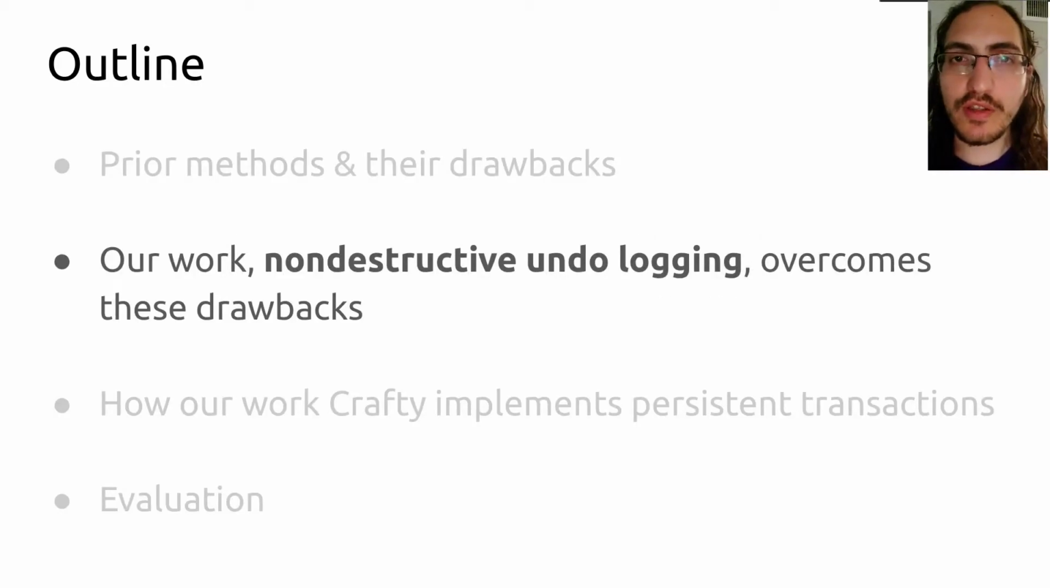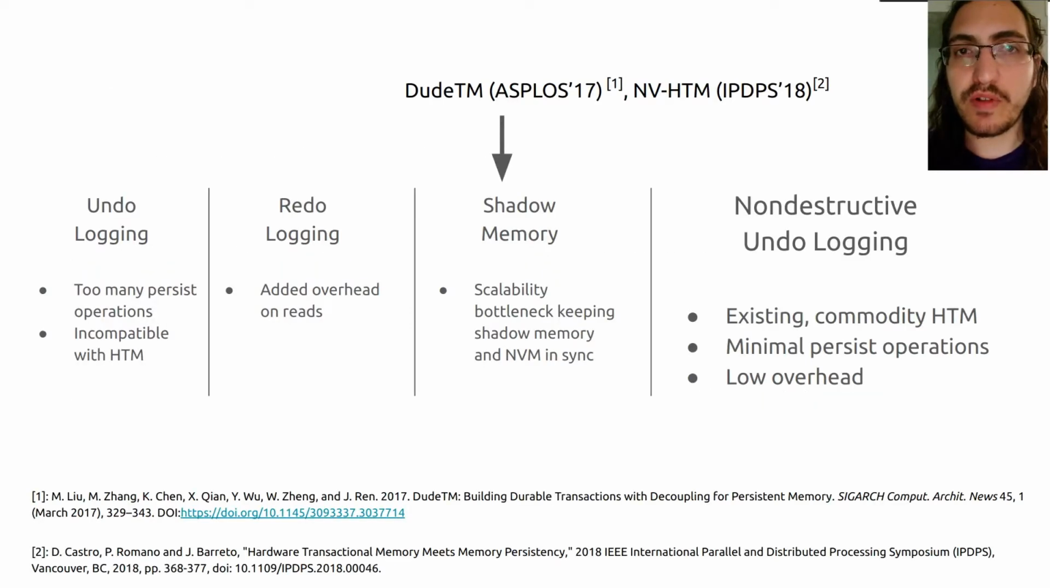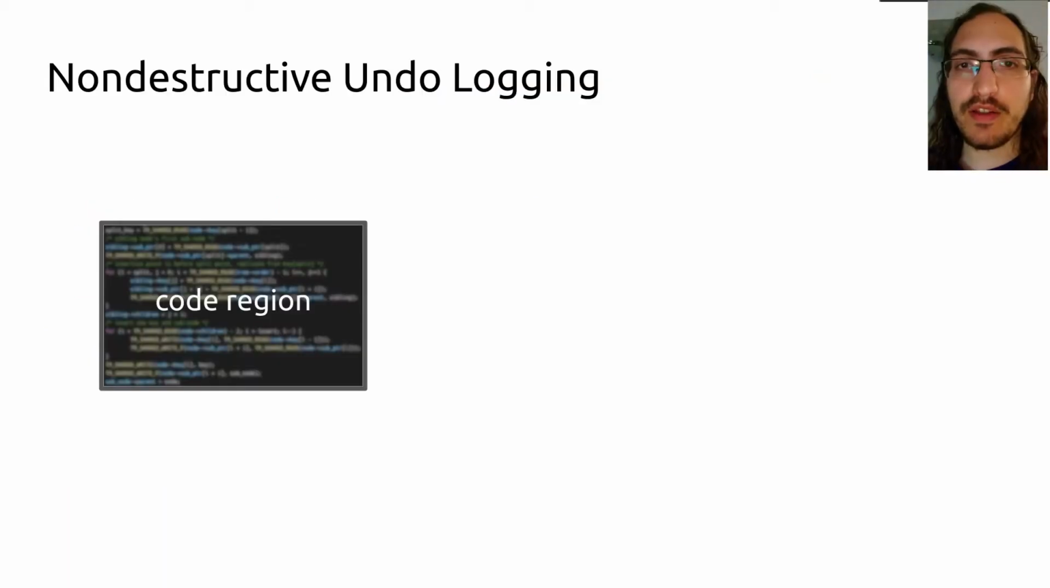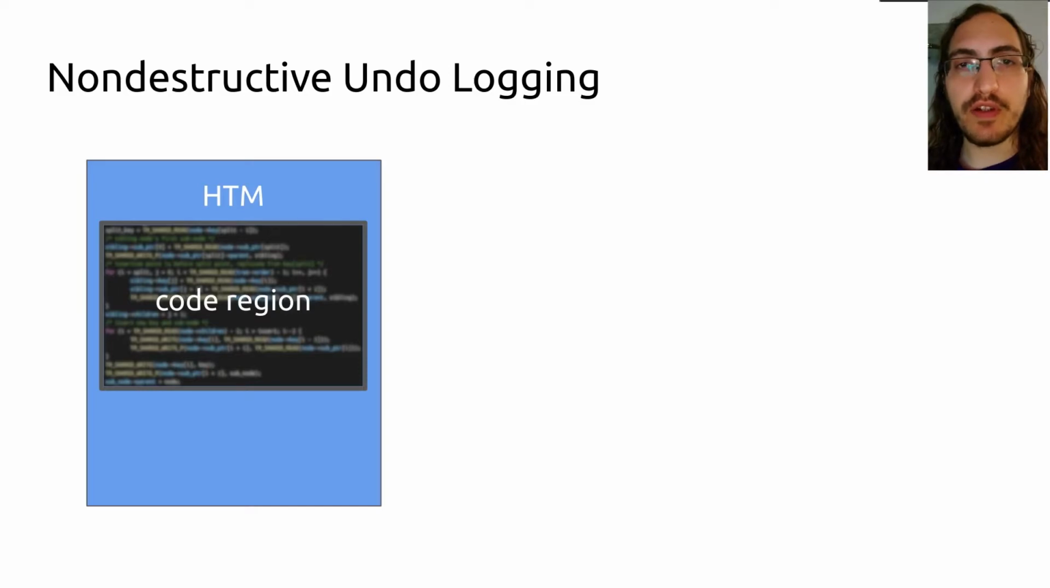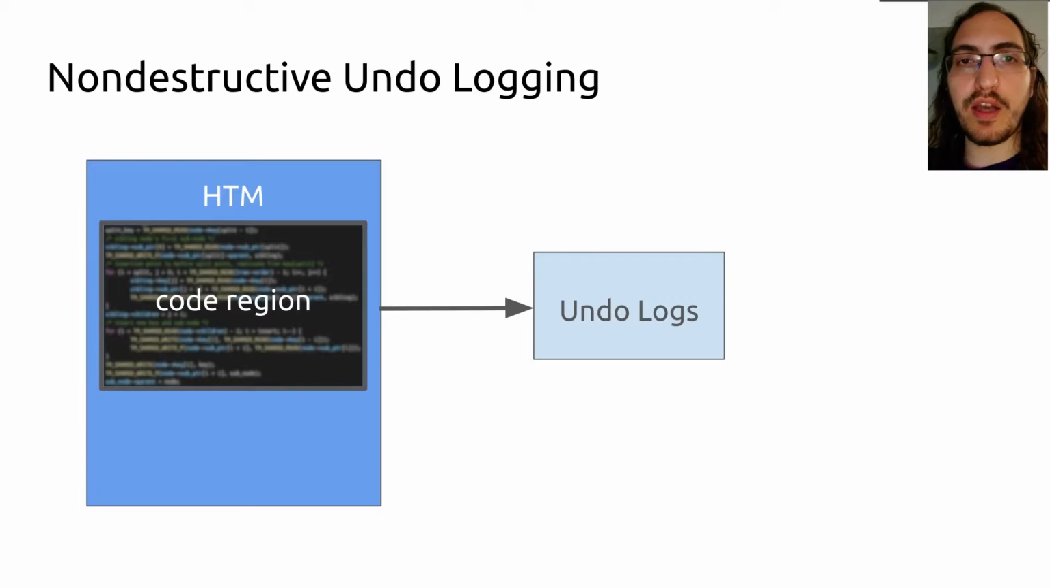Next, let's look at our work, non-destructive undo logging, which overcomes the drawbacks of prior works. Non-destructive undo logging utilizes existing hardware transactional memory to minimize the number of persist operations that are required, and it has very low overhead. Non-destructive undo logging works by executing a code region within a hardware transaction. During the execution, at each write, an undo log is created, and no persist operations are used at this point. Normally, this would be unsafe.